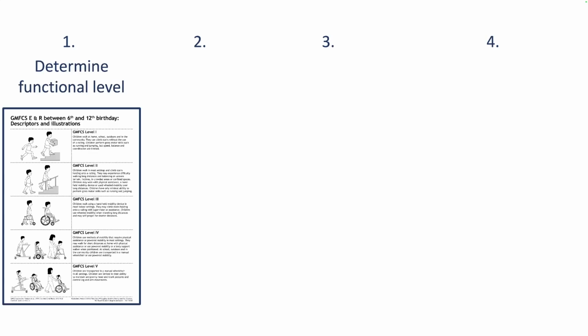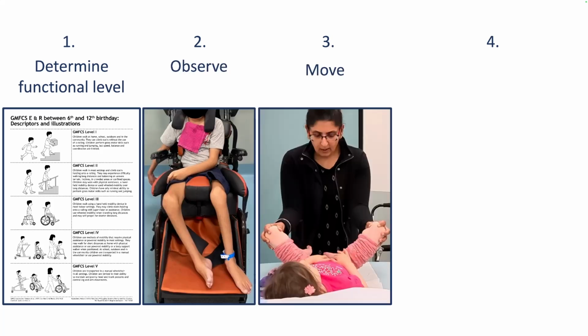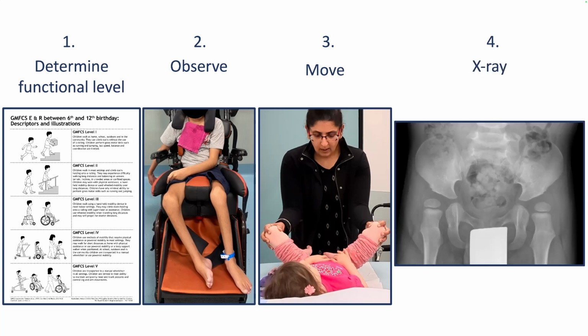The hip assessment in children with CP involves 4 steps. First, determine the child's functional level. Second, observe posture and gait. Third, assess joint range of motion. And finally, an AP pelvis X-ray should be obtained at certain prescribed intervals and when there is concern based on the clinical examination. Let's go through each of these steps in further detail.